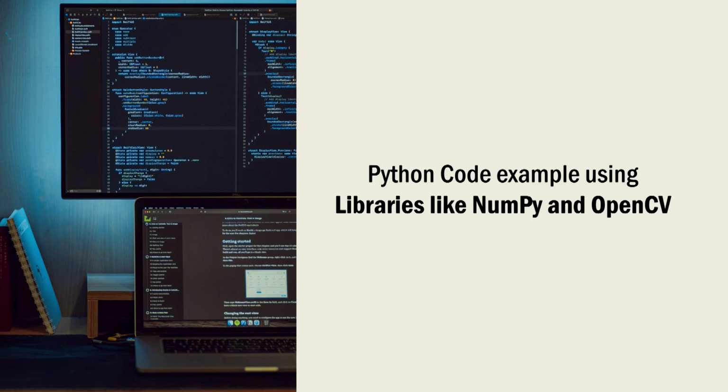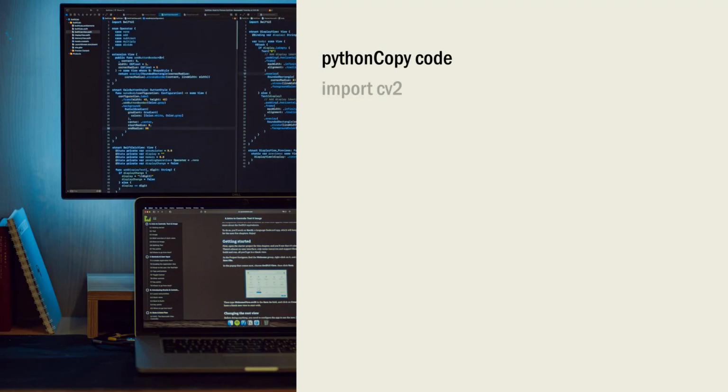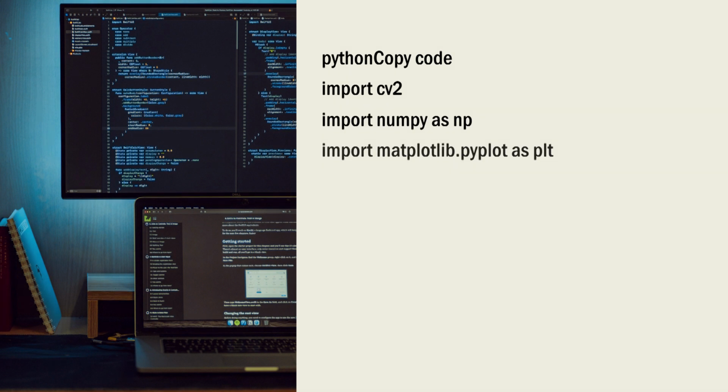So, a Python code example using libraries like NumPy and OpenCV is here. In this example, we can learn how to import the libraries and how to perform the operation. First of all, we have to run this code. Please try it on your system. First we import all the libraries: import cv2, then import numpy as np, and after that import matplotlib, which is basically for plotting purposes.